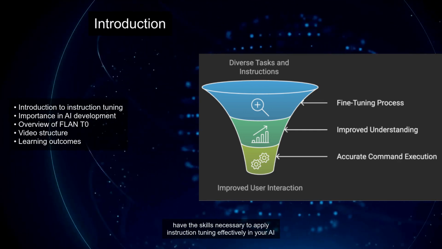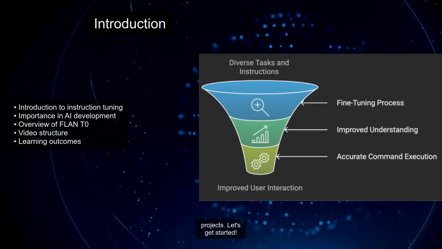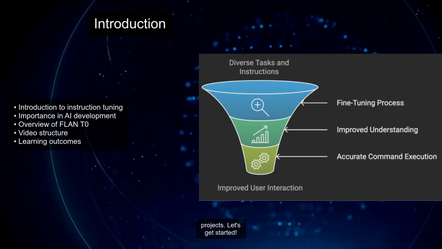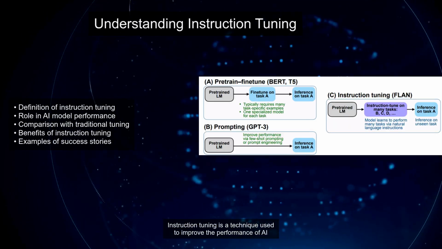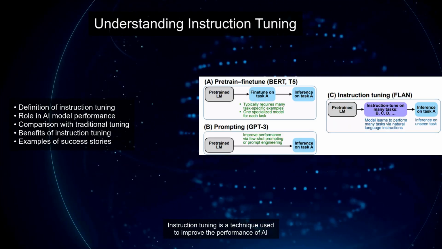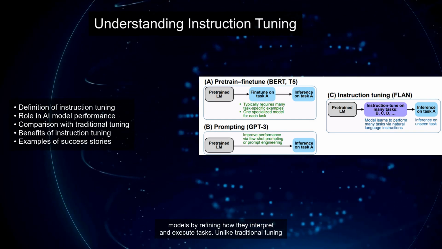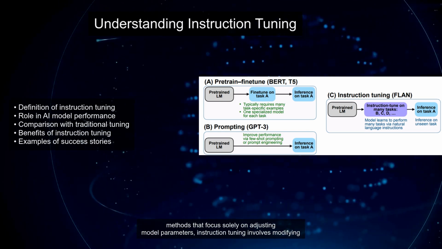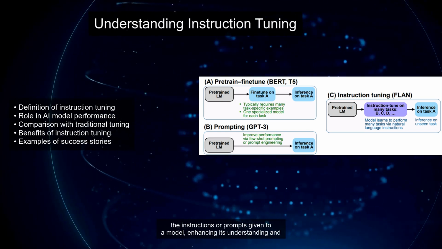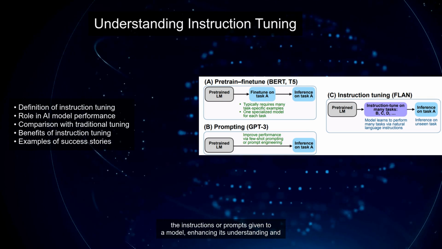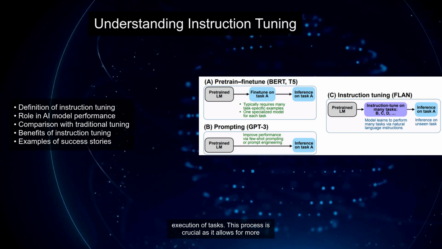By the end of this video, you will have the skills necessary to apply instruction tuning effectively in your AI projects. Let's get started. Instruction tuning is a technique used to improve the performance of AI models by refining how they interpret and execute tasks. Unlike traditional tuning methods that focus solely on adjusting model parameters, instruction tuning involves modifying the instructions or prompts given to a model, enhancing its understanding and execution of tasks.